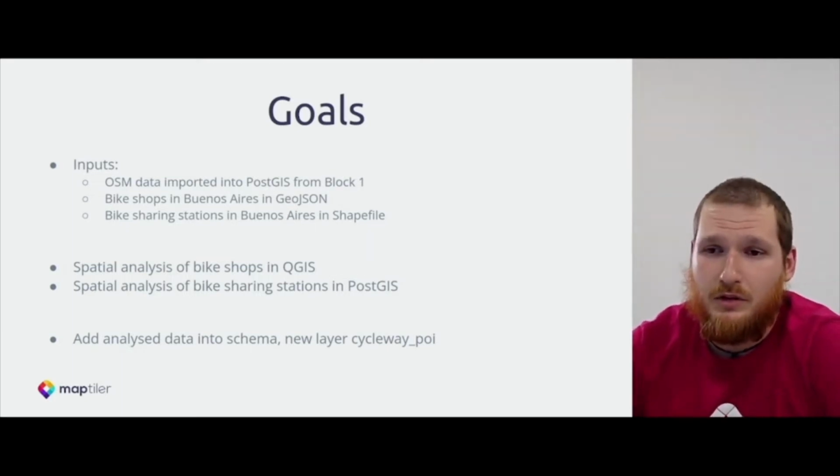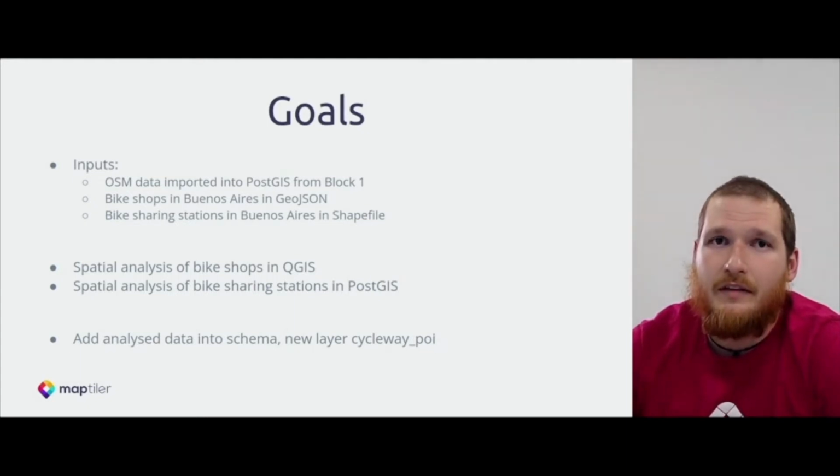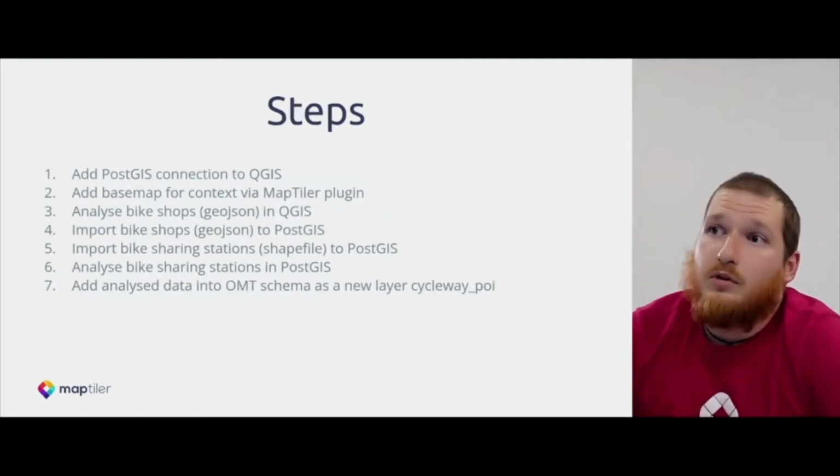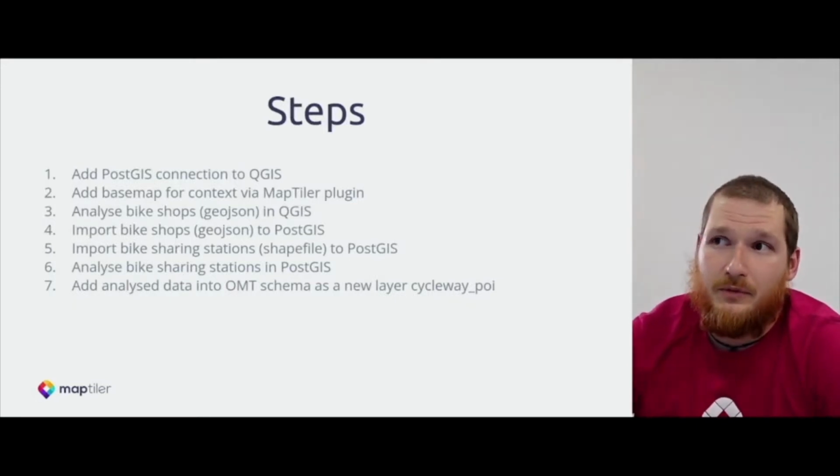In this block, we will combine the already imported OSM data with our custom data and use it for spatial analysis. Results from the analysis will also be imported to PostGIS, and we will create another layer, which will be called cycleway_POI. This block consists of 7 steps.